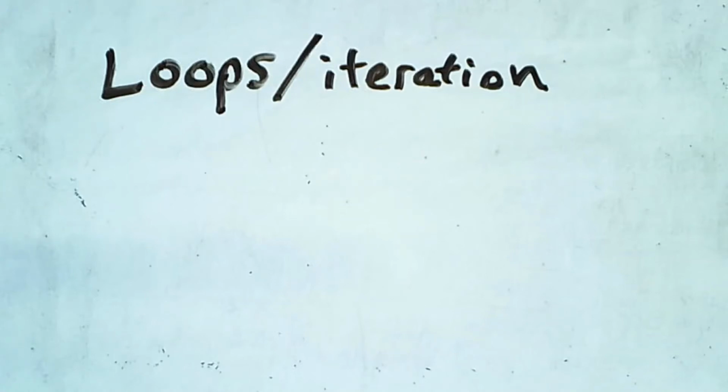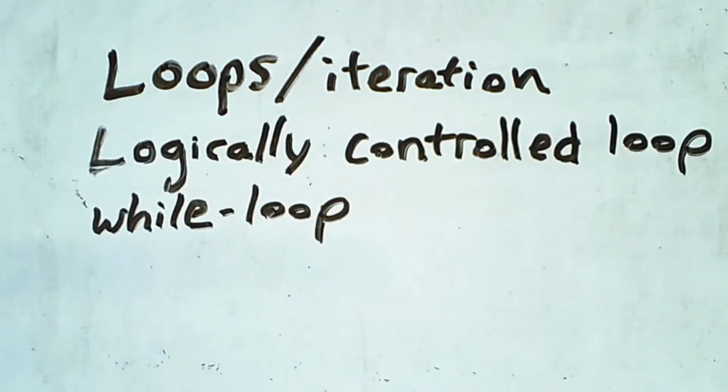This video is about loops. The simplest type of loop is a logically controlled loop, or a while loop. One can prove that all possible flowcharts can be programmed using only a logically controlled loop, like this while loop, and a conditional branch statement, like an if statement.